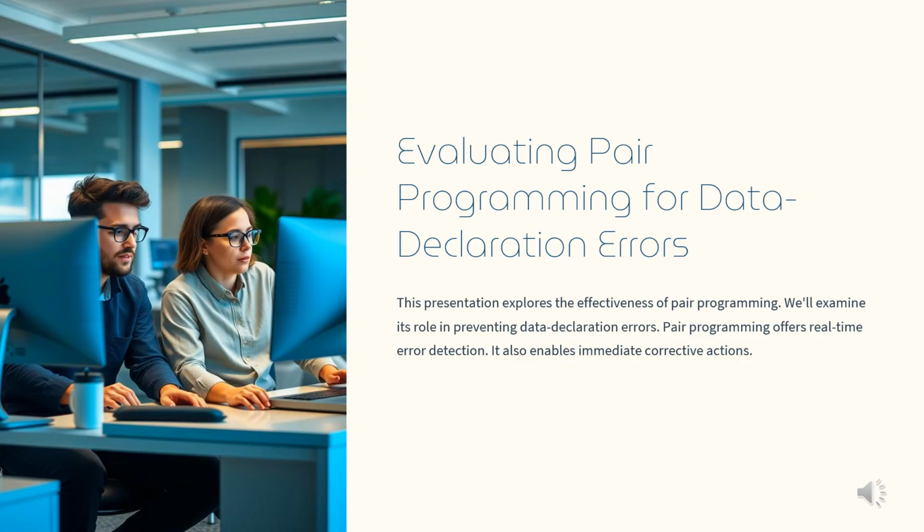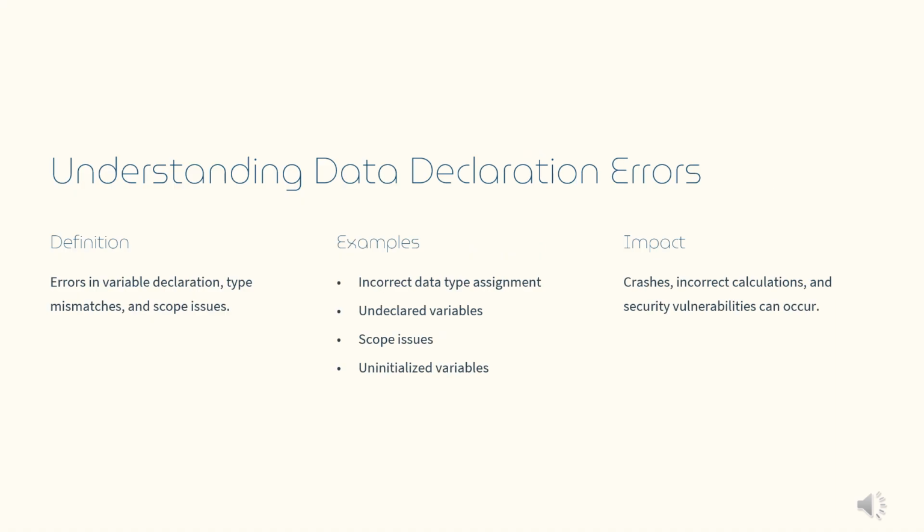Pair programming is a software development practice where two programmers work collaboratively on the same code, and this has been widely adopted to improve code quality. In this video, what we have done in code review is that we will examine the role of pair programming, where two programmers work on the same code, in preventing data declaration errors. Pair programming actually offers real-time error detection. It helps in reducing data declaration errors.